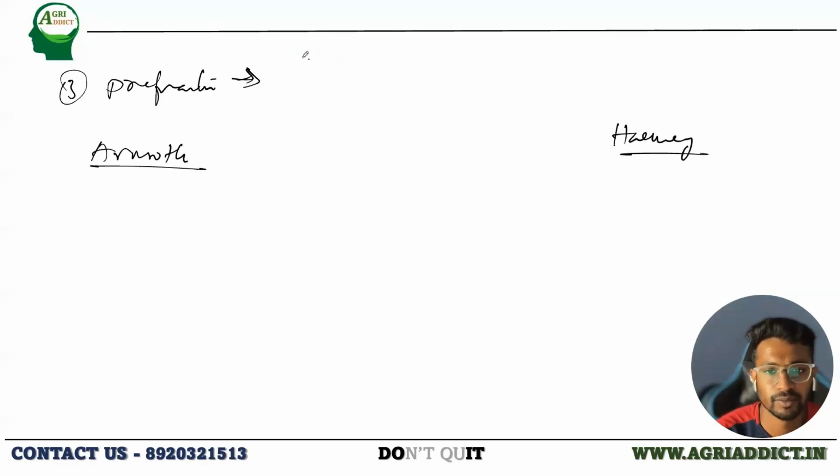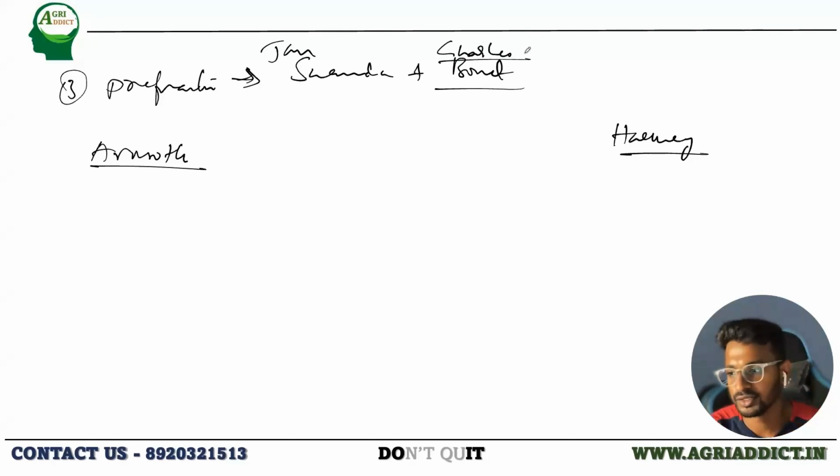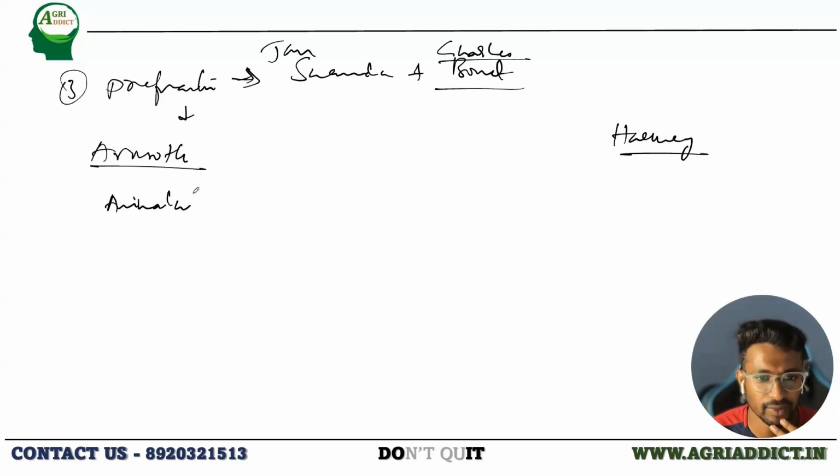Actually, it was originally proposed by Swaminathan and Bonnet. The full name is James Swaminathan and Charles Bonnet. So there is a short story here, and I can make it short for you. In the case of preformation, there are two different categories of people. One category were called animalculists, and the second category were called ovists.